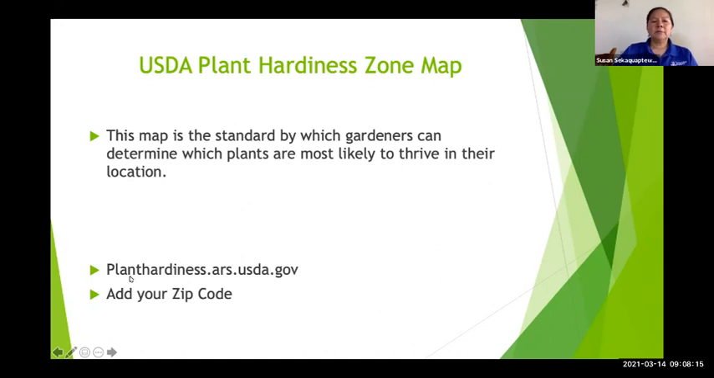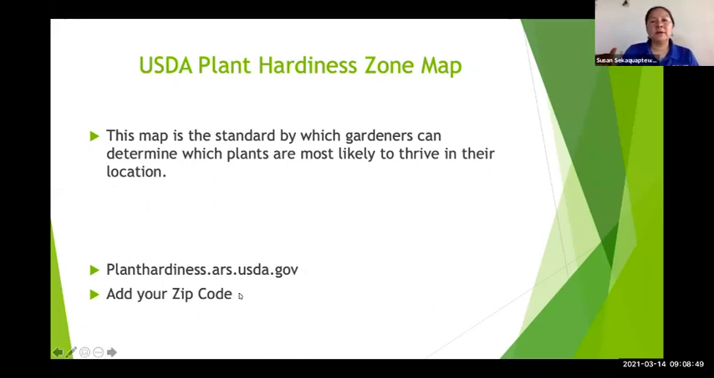The link is planthardiness.ars.usda.gov. And when you get to that website, you just enter your zip code and it tells you what zone you are in. So this begins to help us figure out, okay, if I'm in zone whatever, I look and begin to read about plants and learn about plants. It's going to say, oh, these can grow between zones 4 and 8, or this can only grow between 7, 8, 9, and you'll begin to see what that is.